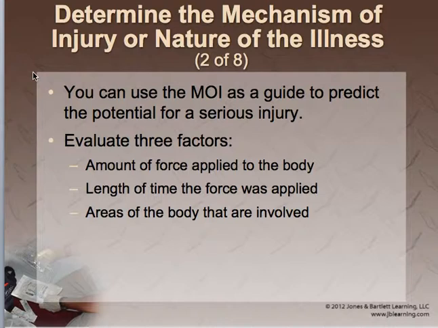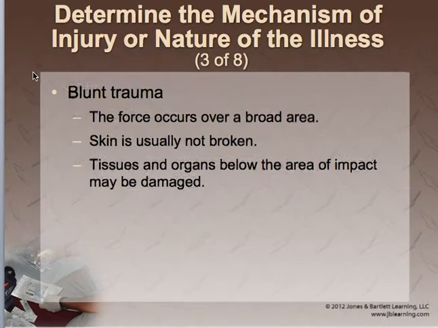So if you have a major mechanism of injury, for instance, a vehicle that was traveling 50, 60 miles an hour and did not even slow down and hit another vehicle head on, well, then you've got significant mechanism of injury there, and that amount of force that was involved in that accident may have the potential for serious injury to the occupants of those vehicles. So we want to evaluate these factors, like the amount of force applied to the body, the length of time the force was applied, and the areas of the body that were involved.